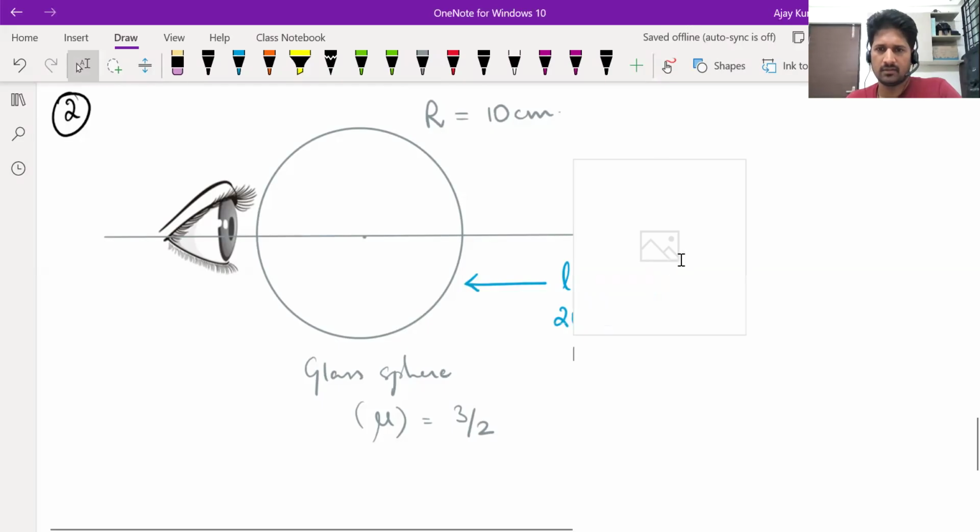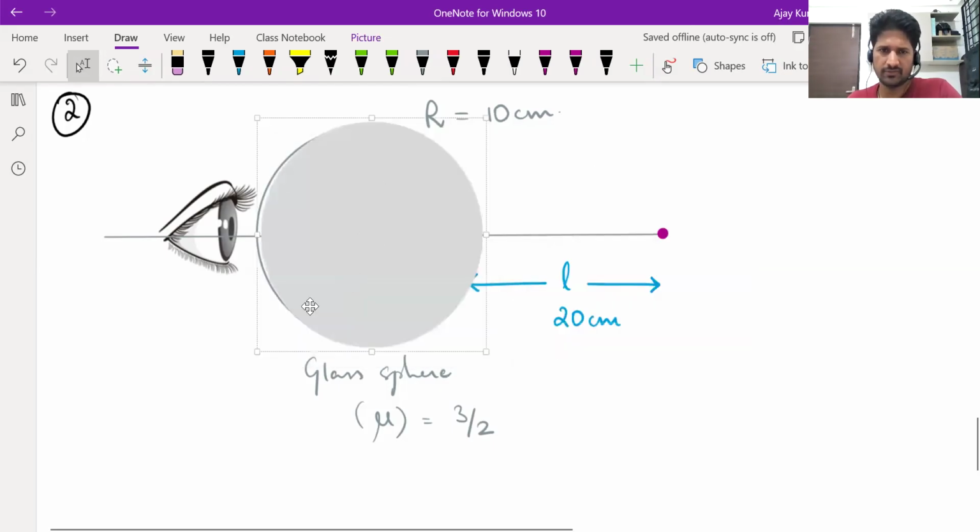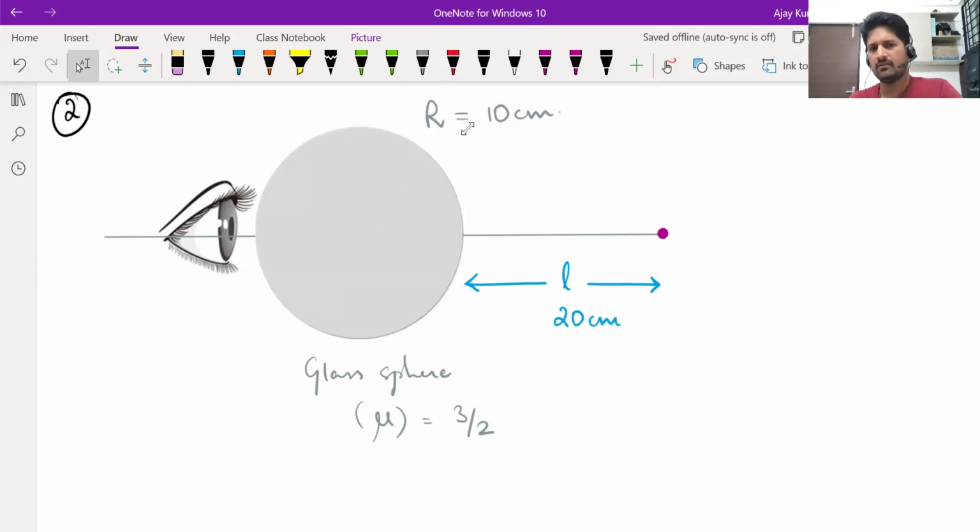Okay, you can visualize the situation like this. Assume this is the glass sphere, side view of the glass sphere. We need to find out where the final image forms. Tell me, for the light to travel from the object all the way to the observer's eye, how many refractions does it have to undergo? 1, 2, or more than that?